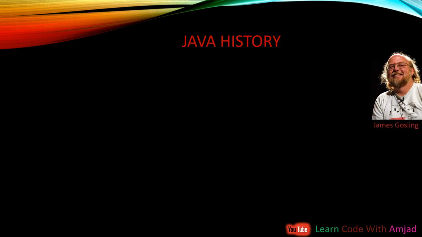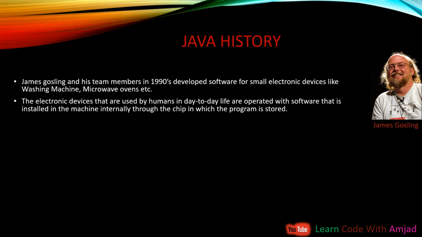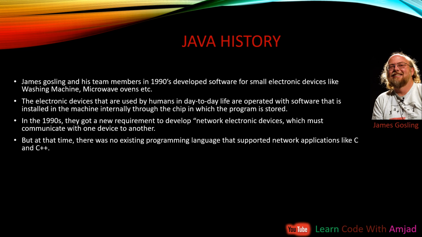Now let's see Java history. James Gosling and his team members in 1990 developed software for small electronic devices like washing machines, microwave ovens, etc. These electronic devices that are used by humans in day-to-day life are operated with software that is installed in the machine internally through the chip in which the program is stored. In 1990, they got a new requirement to develop a network electronic device which must communicate from one software to another software, but at that time there was no existing programming language that supported network applications, like C and C++.